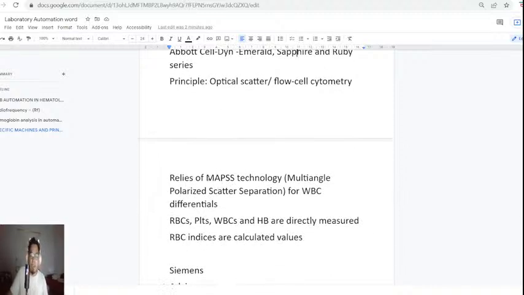What is it? MAPS technology, you say? MAPS is multi-angle polarized scatter separation. Basically, that's used for WBC differentials, and it's much more accurate for WBC differentials. All right. It's not like the other ones where we need to lyse the RBCs? Yes, we need to lyse them also. Okay? What is fun about this machine is that it measures all of them separately, and it can provide the WBC differentials in only one run. Okay? Why? Because there's multi-angular polarized scatter separation.